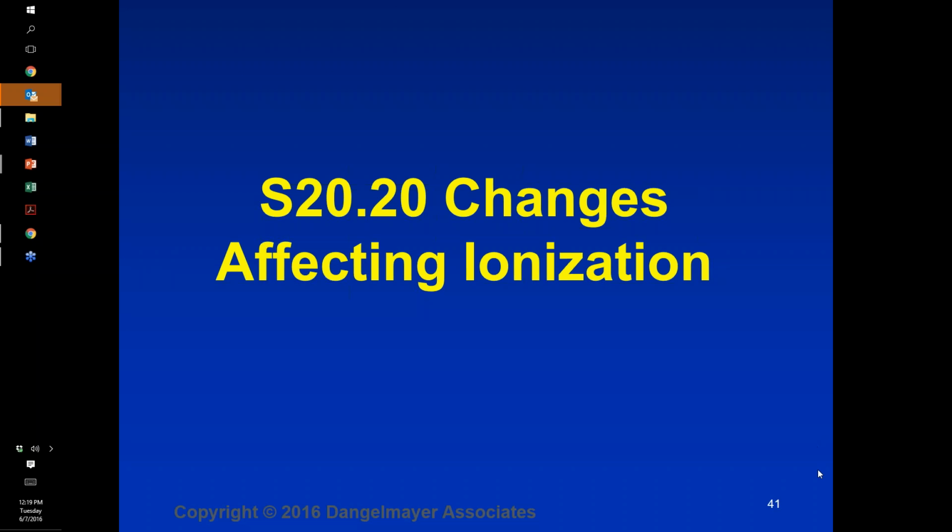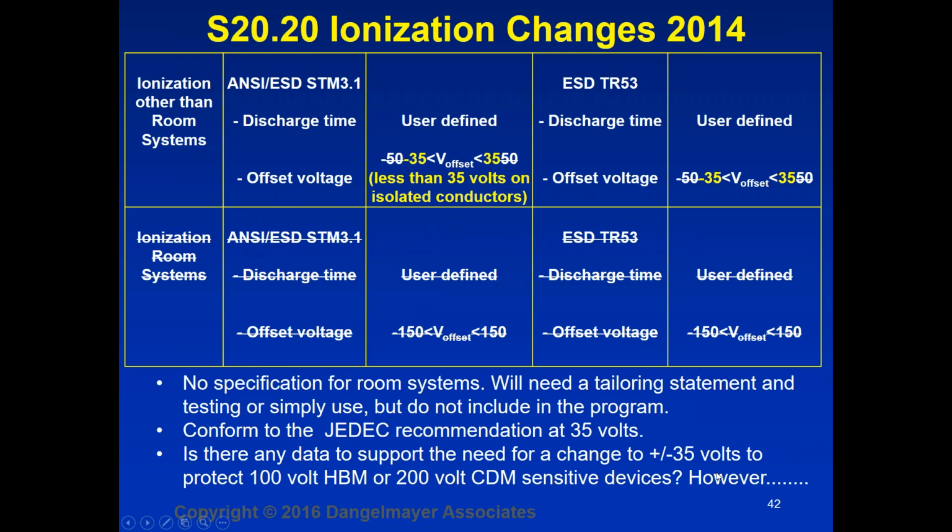So finally, as we conclude here, let me talk about some of the S20.20 changes that occurred in the last publication of the document, because they did affect ionization. Next slide. Okay, so here you see the table that existed in the 2007 document, and you see the changes that have occurred.